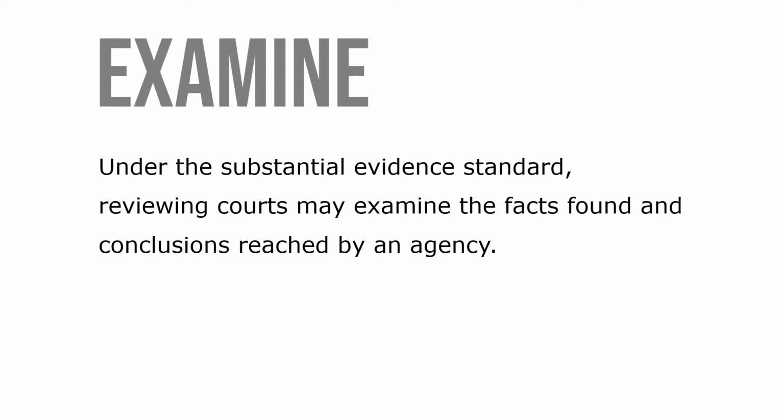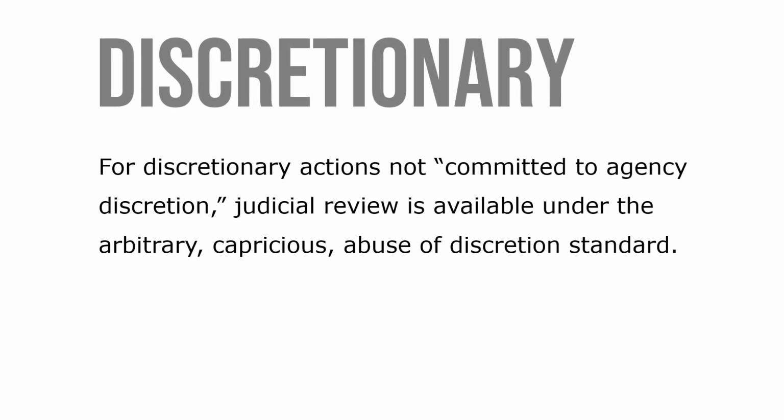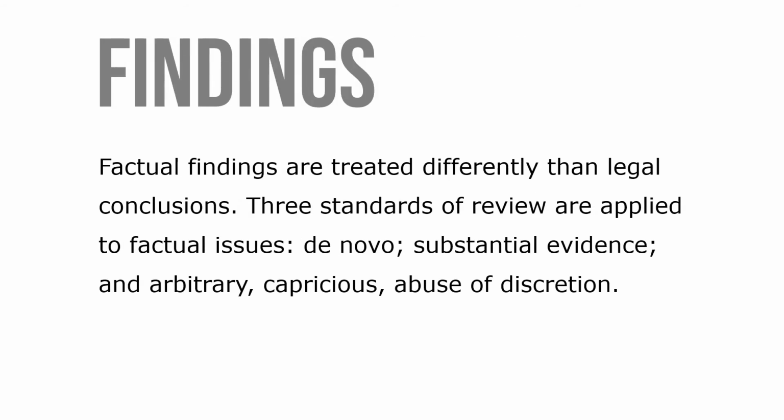Under the substantial evidence standard, reviewing courts may examine the facts found and conclusions reached by an agency. For discretionary actions not committed to agency discretion, judicial review is available under the arbitrary, capricious, abuse of discretion standard. Factual findings are treated differently than legal conclusions. 3 standards of review are applied to factual issues: de novo, substantial evidence, and arbitrary, capricious, abuse of discretion.